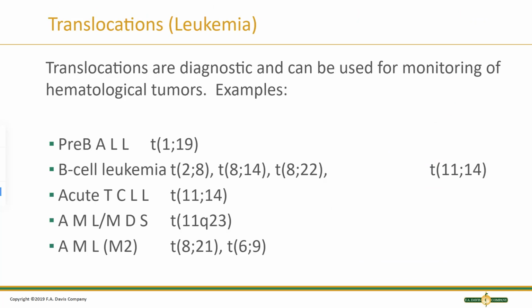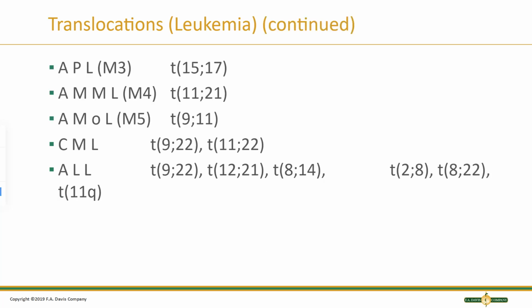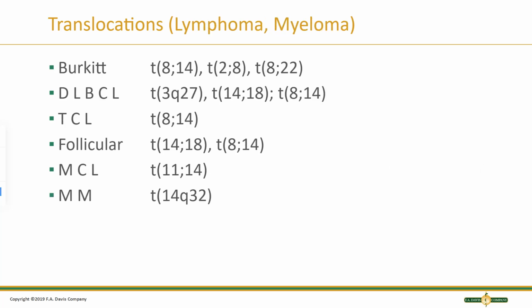Translocations for leukemia. So translocations are diagnostic and can be used for monitoring of hematological tumors. Examples are listed below. You see the T, the translocation, and then the regions that were translocated. And here's some more listed here. And lymphoma and myeloma translocations are listed here.